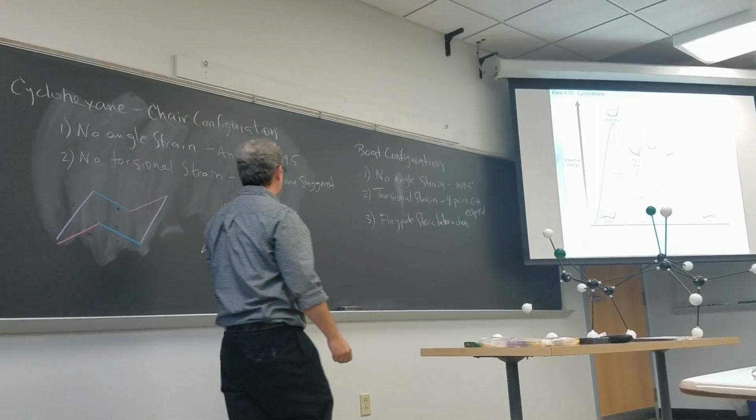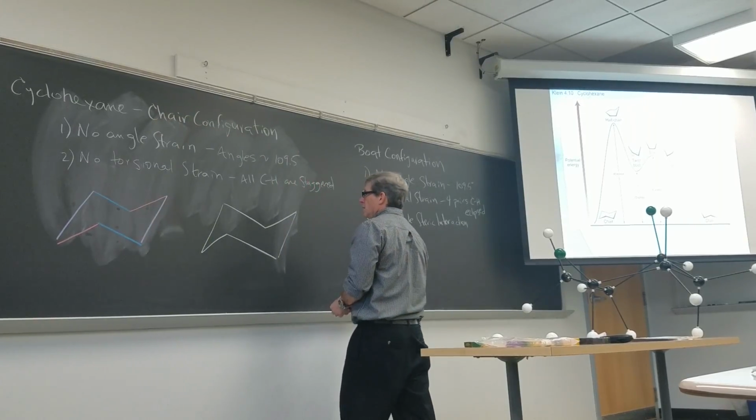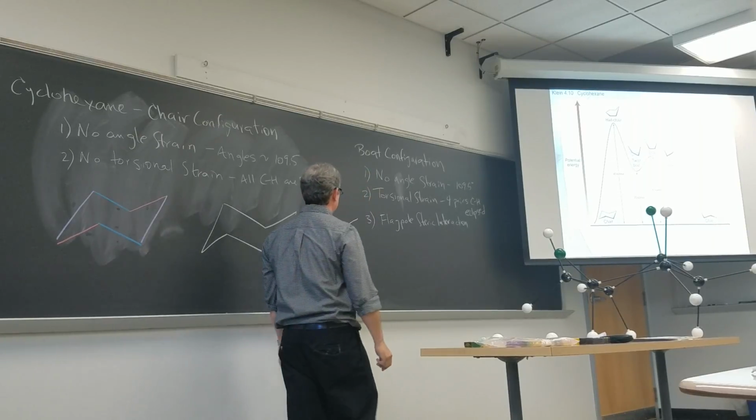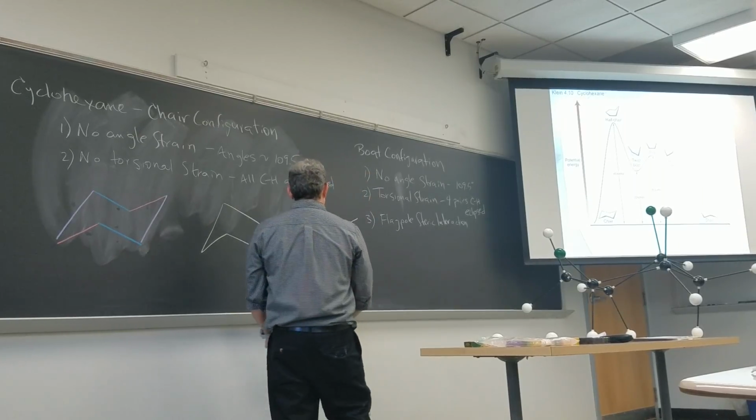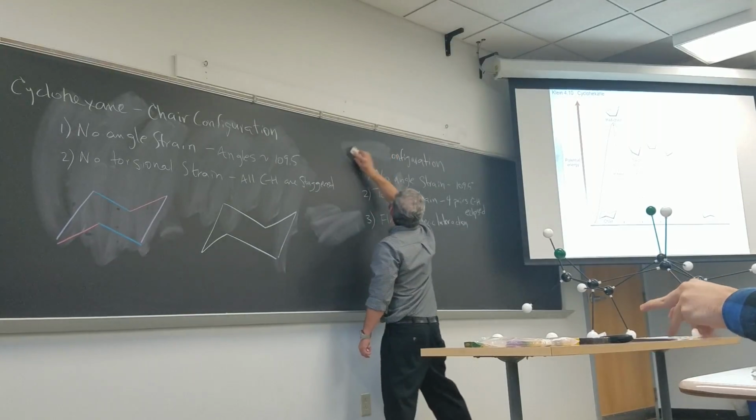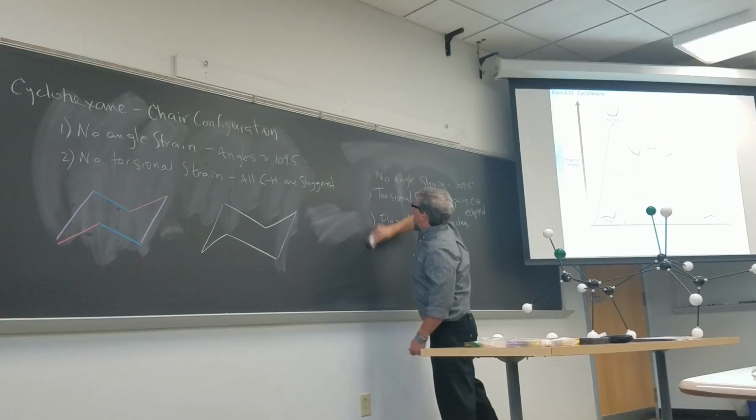Now in the book, what it describes is basically drawing a V. Let me move this over a little bit. I'm going to actually erase the boat configuration here. We're running out of space there.